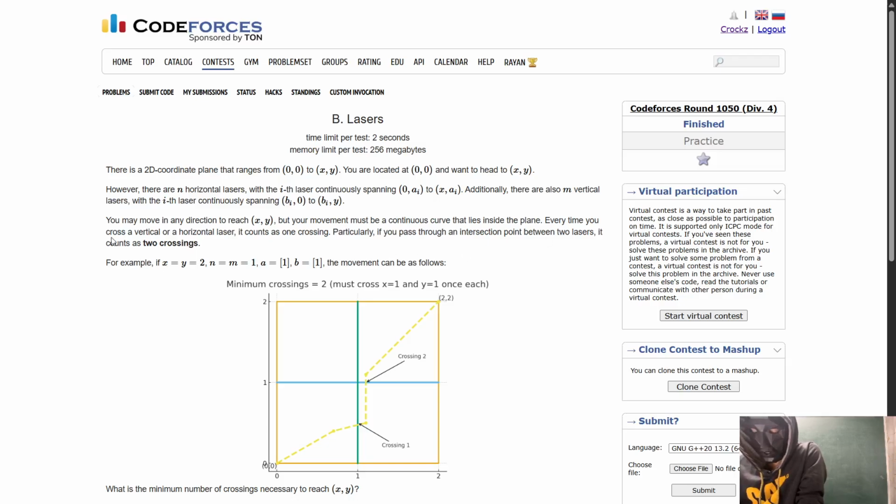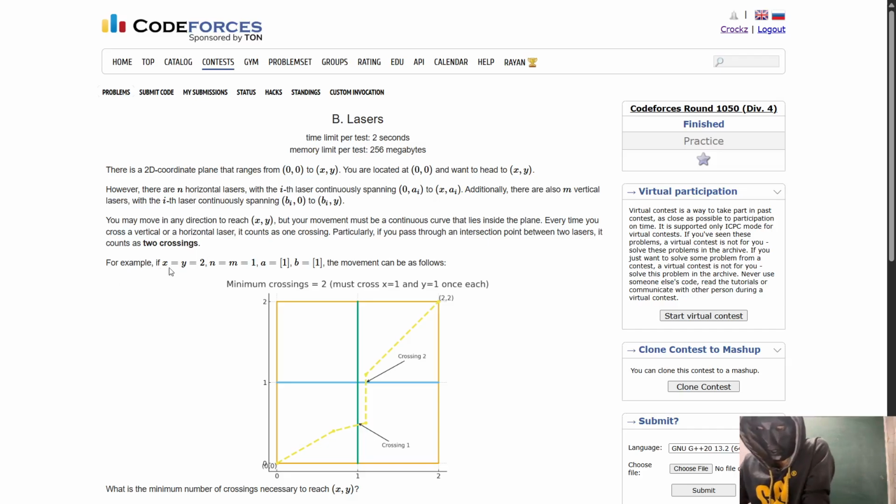Every time you cross a vertical or horizontal laser, it counts as one crossing. So whenever you cross one of the horizontal or vertical lasers, you count it as a crossing. If you pass through an intersection point between two lasers, it counts as two. Let's say this is the intersection point, with one laser at this position and one more laser here. Since there are two lasers there, it will count as two.